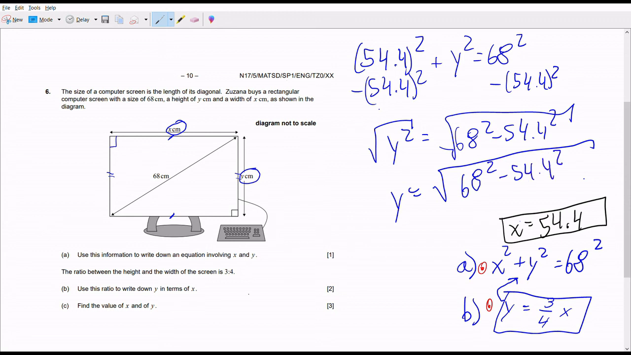Okay? And that is, we end up with y being equal to 40.8. And it's important, because it's part of the mark scheme, that you always put the units in these problems. Okay? So here we're going to put centimeters.